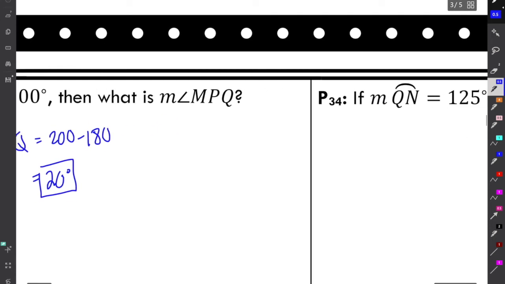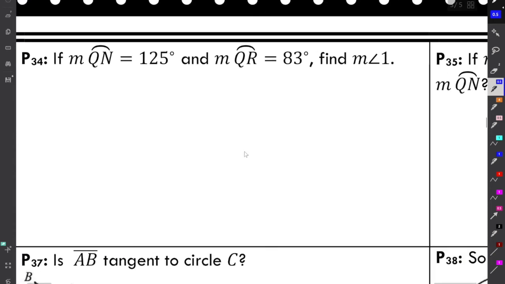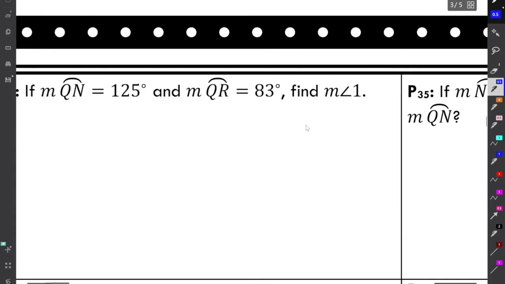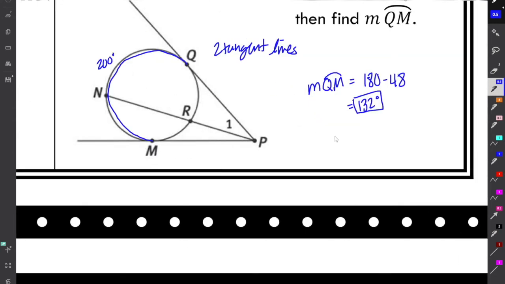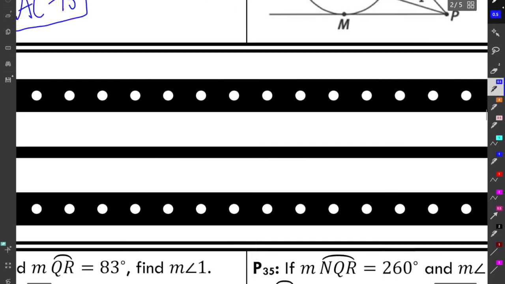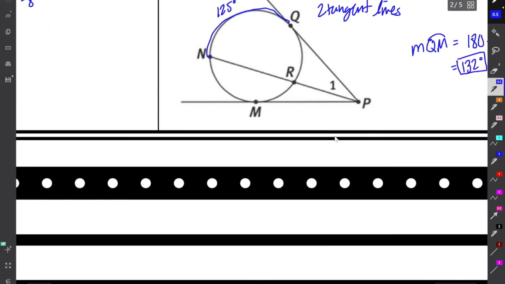Okay, number 34. If QN is equal to 125 and QR is 83, find the measure of angle 1. So QN is 125. QN, 125. And then QR is 83. Find the measure of angle 1.